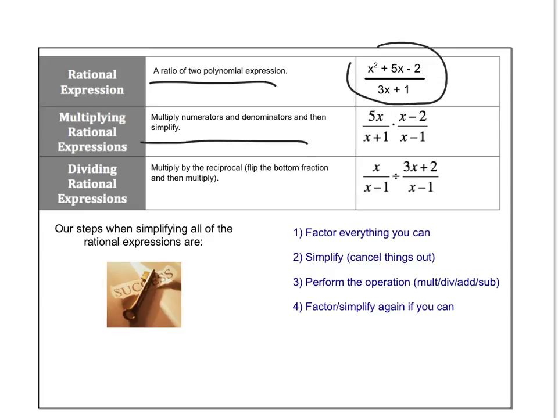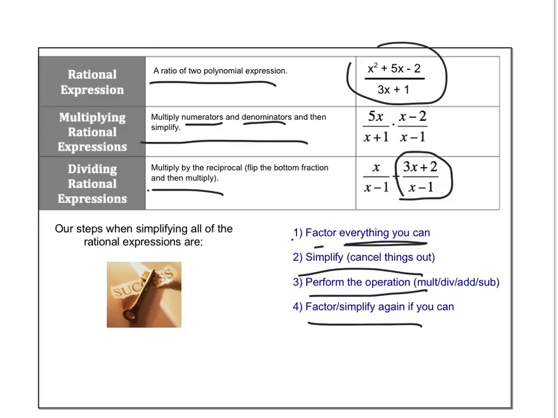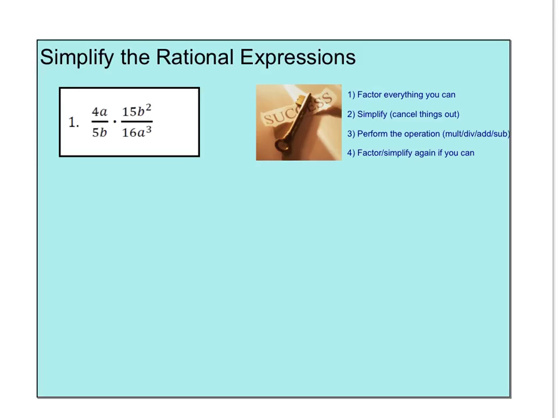Multiplying is just like multiplying fractions: top times top, bottom times bottom. For dividing, you basically flip the second rational expression and then multiply. So: factor everything you can, simplify, perform the operation, then factor and simplify again if it's possible. That's your four-step process.